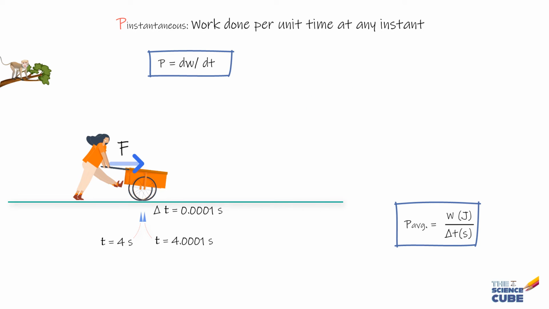So let us say we know the work done by a force as a function of time as W is equal to 3t square plus 1.